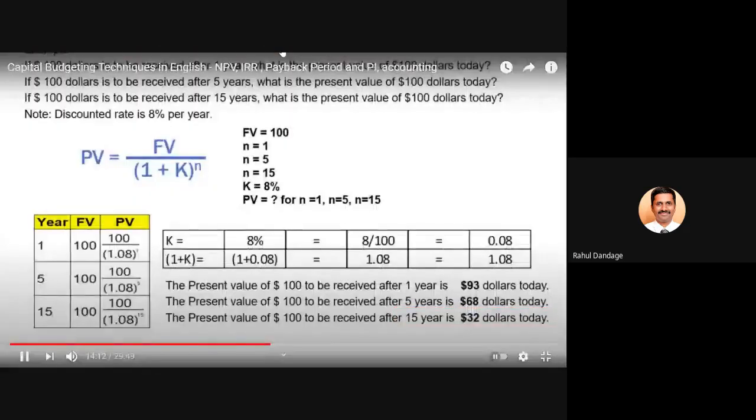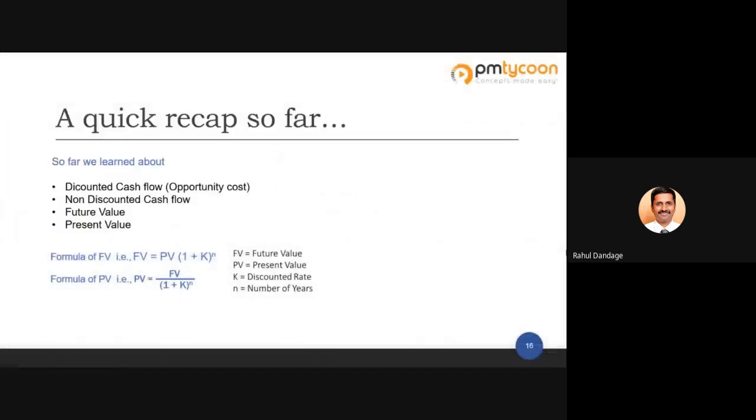And with these, we've completed the concepts part. Let's quickly recap what we've learned so far. We've understood what is opportunity cost, which is nothing but the discounted cash flow. We've learned about non-discounted cash flow as well, which is nothing but we're not taking into consideration any opportunity cost. We have understood what is time value of money and learned about the future value of money and present value of money, learned the formula that we need to use to calculate the future value and present value of money.